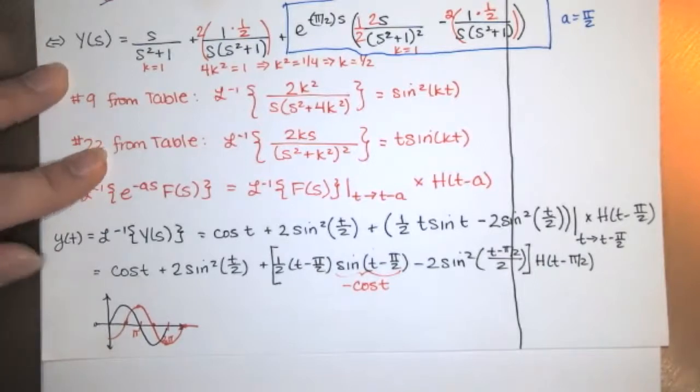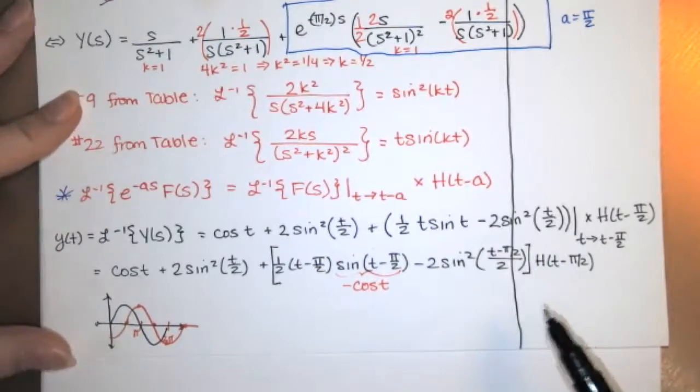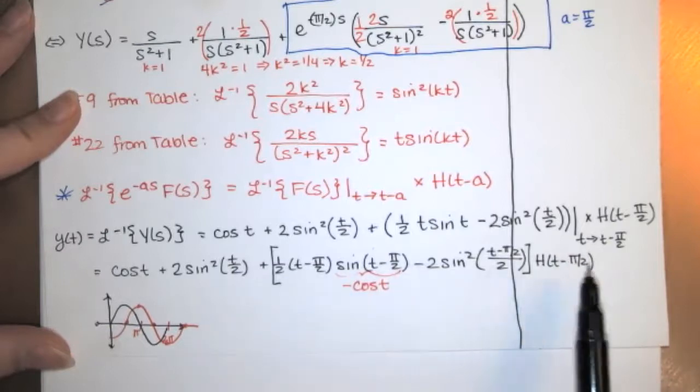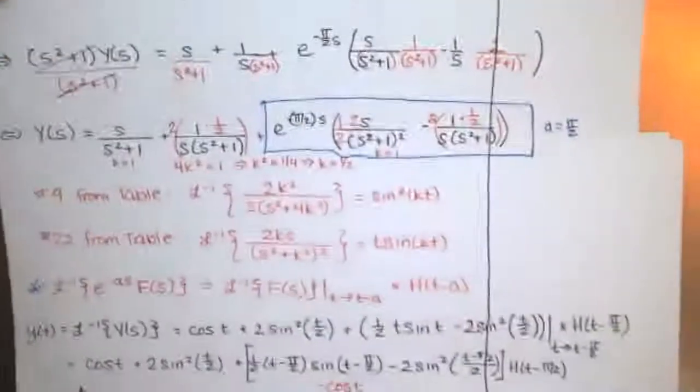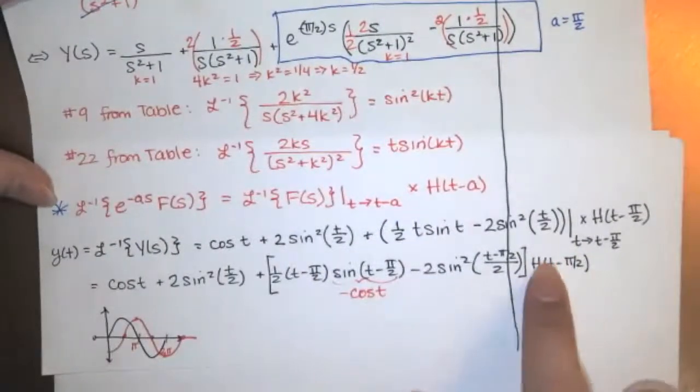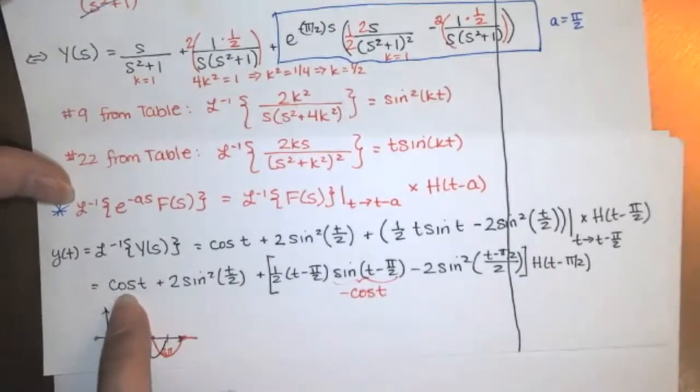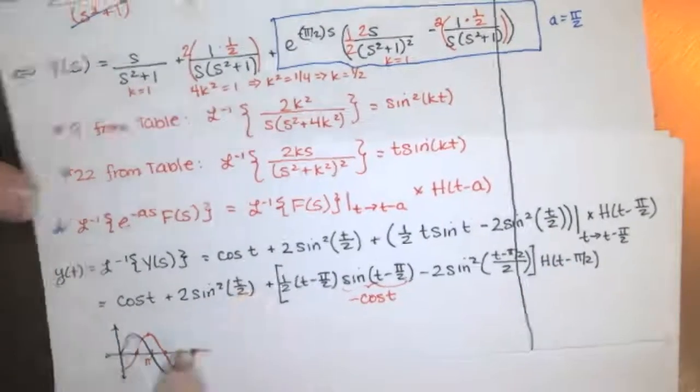It's not simplified though. So I think I would like to write it as a piecewise function. Since I've got a Heaviside function of t minus pi over 2 here, this is a piecewise function with two pieces. One piece will have t between 0 and pi over 2. The other piece will have t between pi over 2 and infinity. So let's write our final answer that way. When t is less than pi over 2, the Heaviside function is 0.